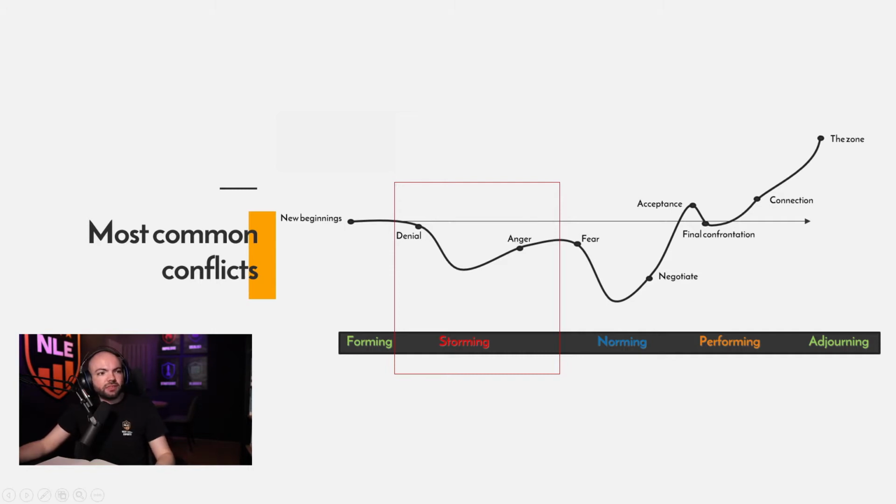So now I put the red box over the storming phase, and this is the place where most of the tragedy happens. So in the beginning, some of the people that are here also said in the workshop channel, they said, yeah, I've been through a couple of conflicts already and the team disbanded because of it. They couldn't resolve it.